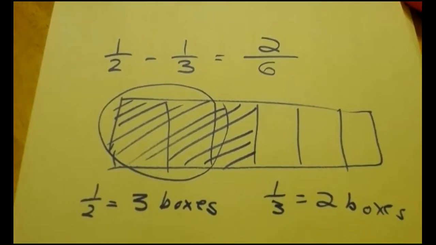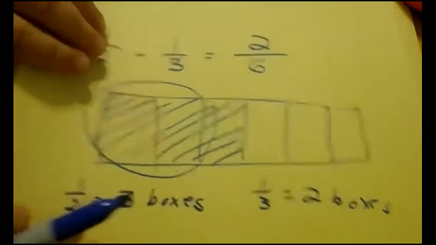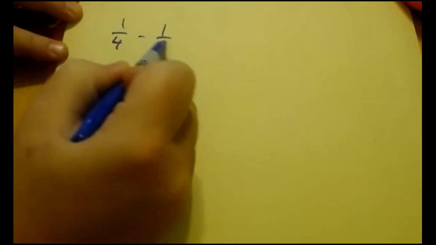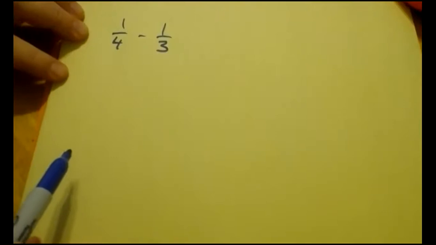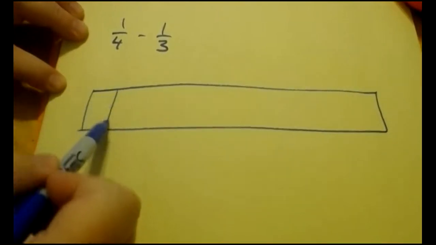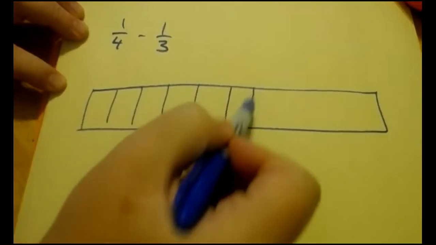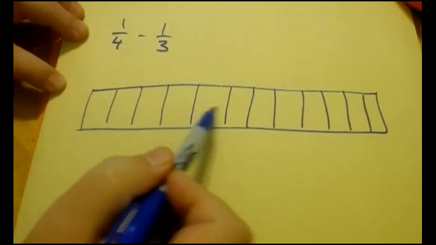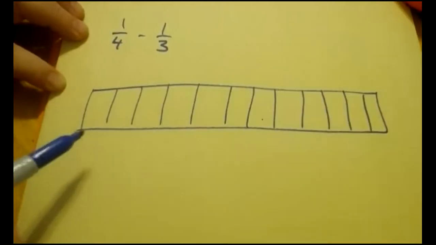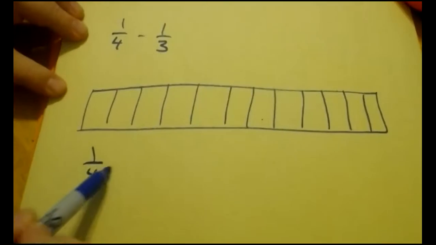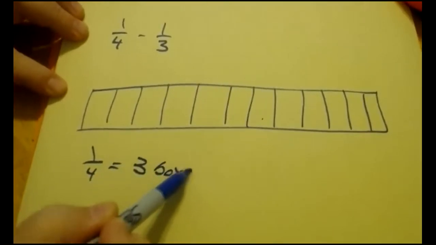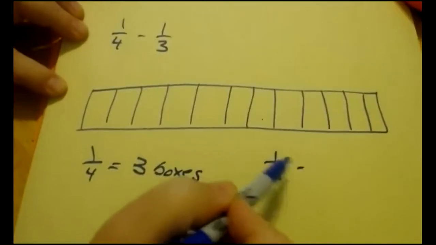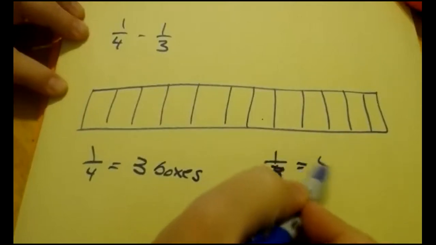We're also asked to do it for 1/4 minus 1/3. Let's take a look at what that would look like. If you're trying to find the answer to 1/4 minus 1/3 using this structure, you would think about using a strip diagram that has 12 boxes. Okay, so 1/4 is 3 boxes. 1/3, sorry, is 4 boxes.